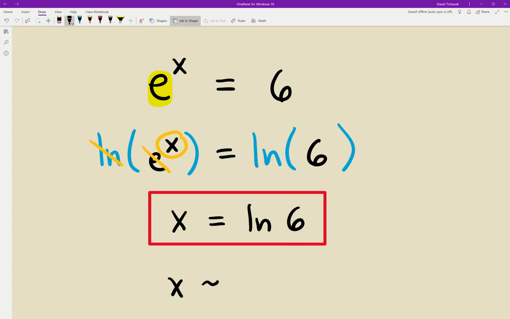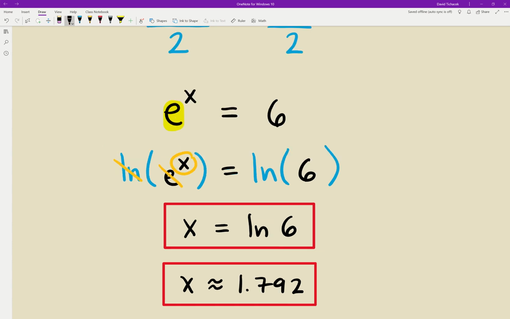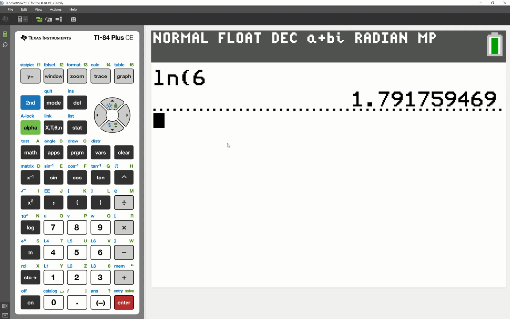So x is approximately equal to 1.792. So either representation, whether it is the exact form ln of 6 or the approximate form that you see here in this decimal, that is going to be our final answer. Okay. Now remember that anytime you solve an equation, you always want to go back and check the result just to make sure that you have the correct answer here, and remember that we can always do that in the calculator by using the store function, okay?